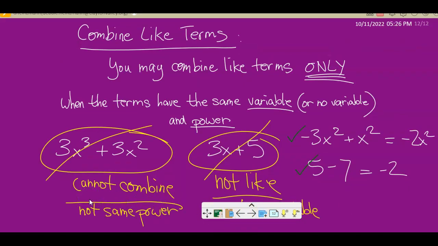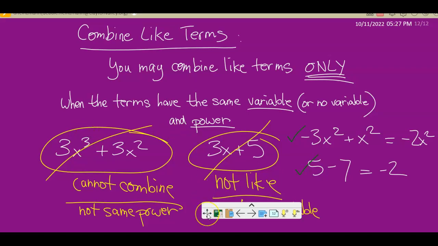Now let's briefly talk about combining like terms. You may combine like terms only when the terms have the same variable or no variable and the same power. Okay, so let's take a look at our examples. We've got 3x cubed plus 3x squared. Can I combine those? Absolutely not. They have the same variable, but the variables do not have the same power. These stand for two completely different numbers. All right?